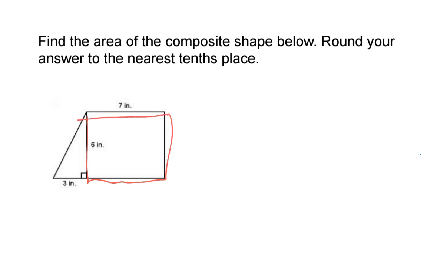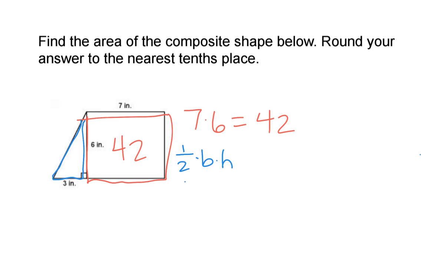To find the area of a rectangle, I'm going to take the length times the width. So in this case, I'm going to take 7 times 6, and I'm going to get 42. So the area of the rectangle is 42. All right, and then moving on, let's find the area of the triangle. If you remember, to find the area of a triangle, we're going to take 1/2 times the base times the height. So in this case, I'm going to take 1/2 times 3 times 6. So 3 times 6 is 18. Half of 18 is going to give us 9. So my answer to that is going to be 9.